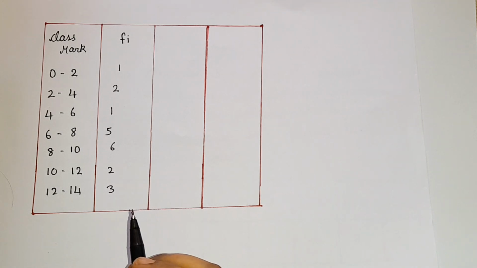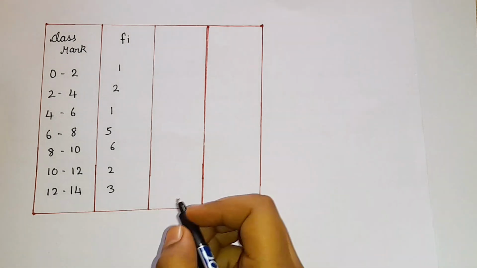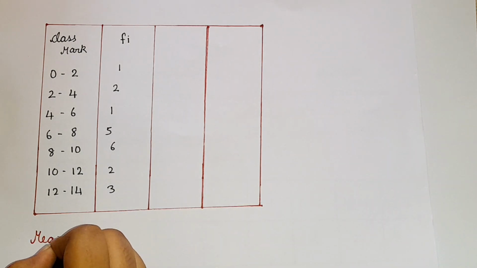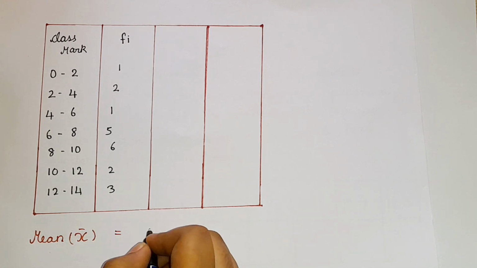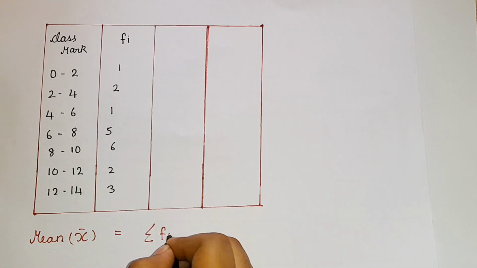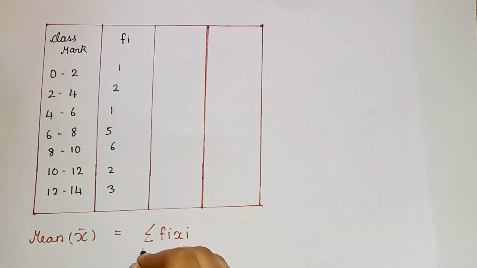Now I am going to solve it by the Xi formula. So what is the formula? I will write it here. Mean, x bar is equal to sigma Fi xi divided by sigma Fi.